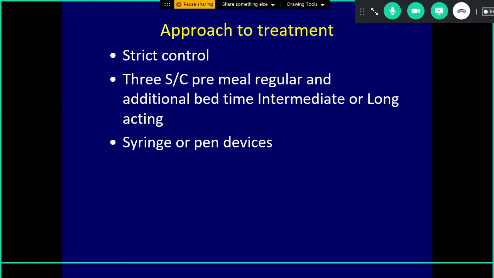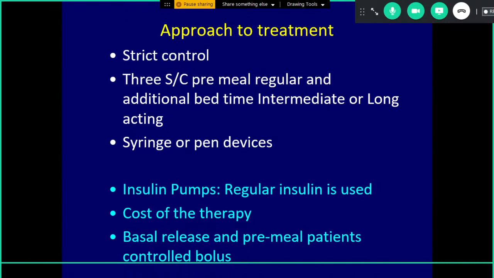So in a person with type 1 diabetes, the standard treatment is a shot of regular or short-acting analog before each meal, and a bedtime shot of intermediate or long-acting insulin. You can give it by syringe, you can give it by pen, or whatever way you want. You can give it by pumps, in which you really need to give a short-acting analog, because if you give regular insulin, it'll aggregate and then it'll take time to get into action. So pumps use short-acting analogs. And what happens is you can tailor the basal infusion rates. It need not be the same throughout. So if you see that in the early morning hours the requirement falls, you can reduce the insulin infusion rate. And the bolus can be controlled by the patient depending on the amount of carbohydrate in that particular meal.